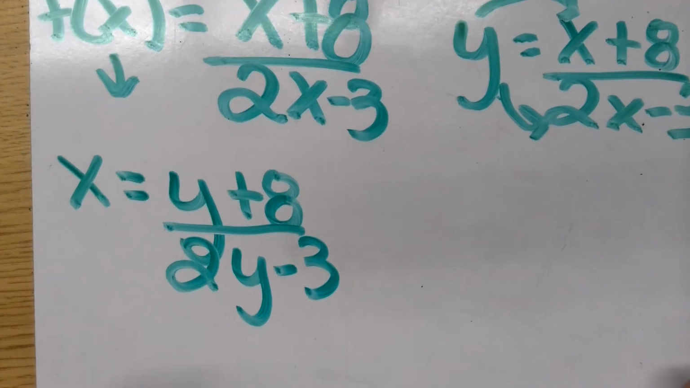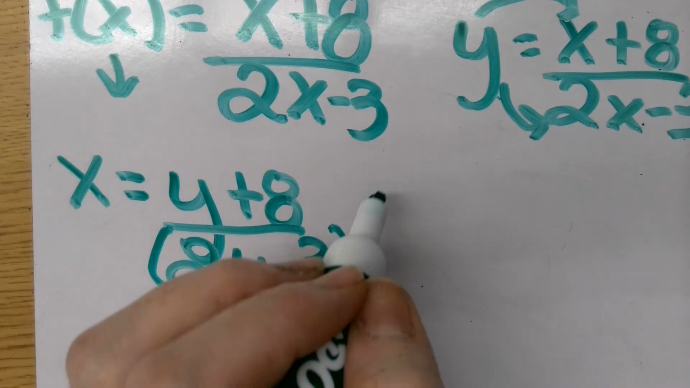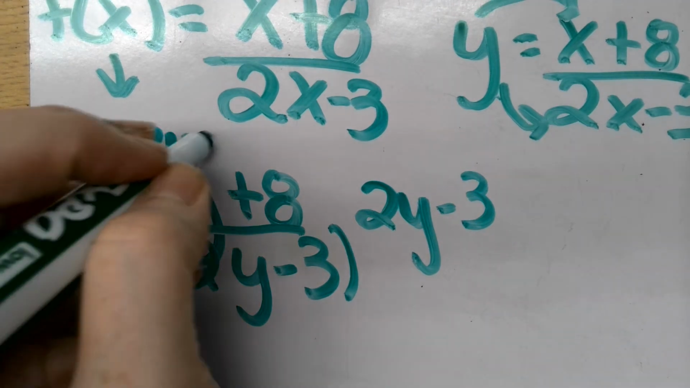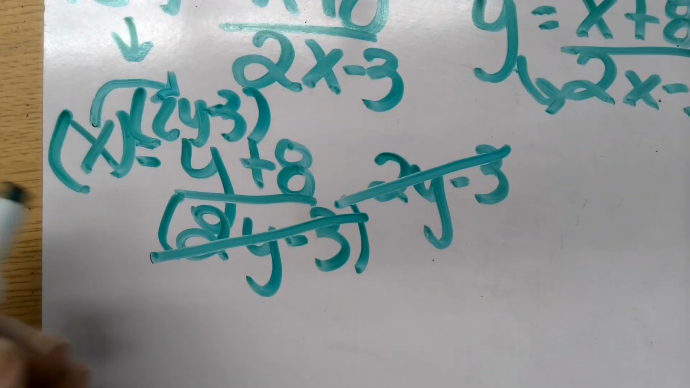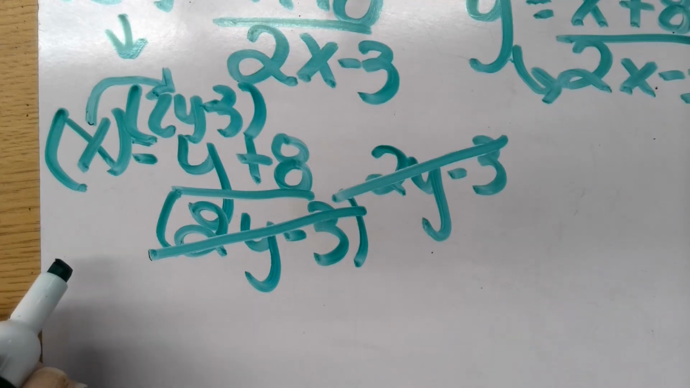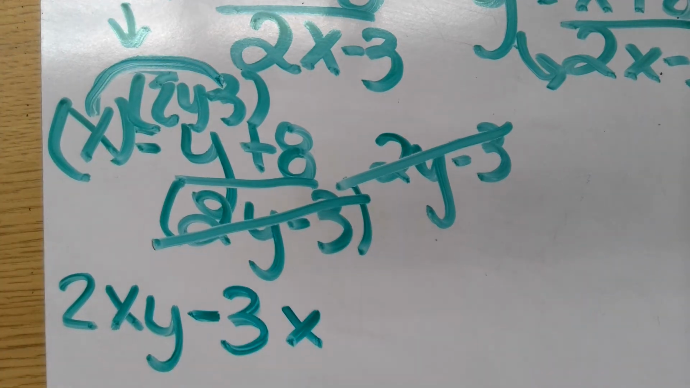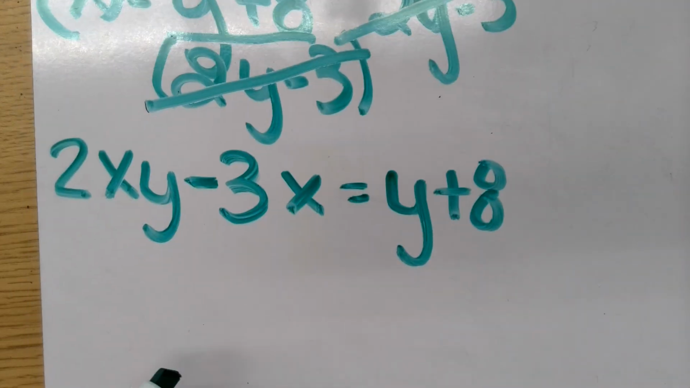Now I need to get rid of this denominator so I can get x up here by itself. So I'm going to multiply both sides by 2y minus 3. So x times 2y minus 3. This cancels out with this. Distribute that x, so 2y times x is going to be 2xy, and then x times negative 3 will be negative 3x, equals y plus 8.